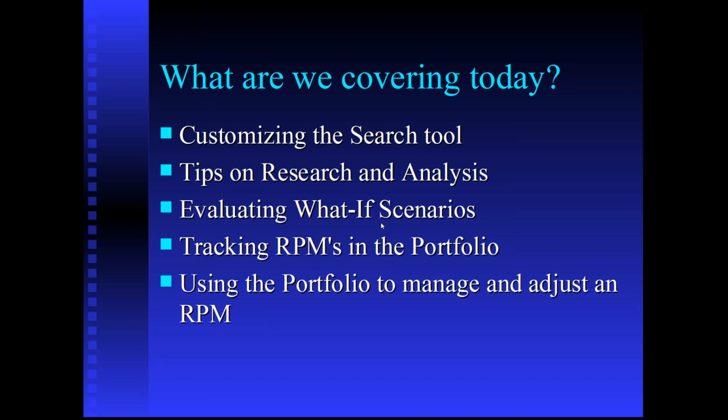All right, but let's talk about what we are going to cover today. Today we're going to discuss tips on customizing the search tool on PowerOptions to identify radioactive trades based on the rules in the blueprint. We're going to talk about some of the concepts of changing some of the criteria based on your needs. I'm going to show you how I research and analyze a position and the steps that I go through in opening a new RPM in the Fusion subscription for our Fusion subscribers at Radioactive Trading, where they can follow mine and Ernie's real radioactive positions. We're going to look at evaluating what-if scenarios for a new position potentially, and then we're going to showcase tracking the RPMs in the portfolio and using the portfolio to manage and adjust a radioactive trade as well.